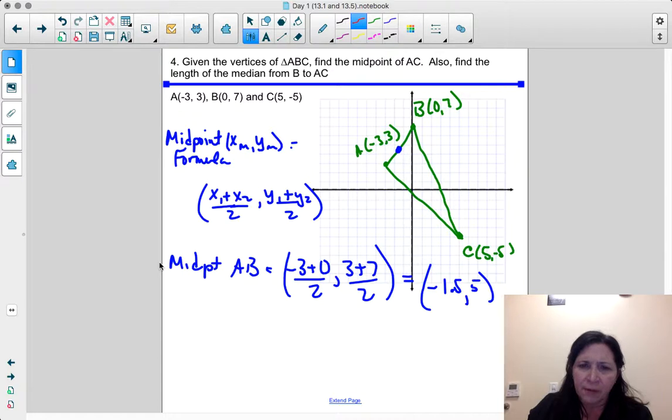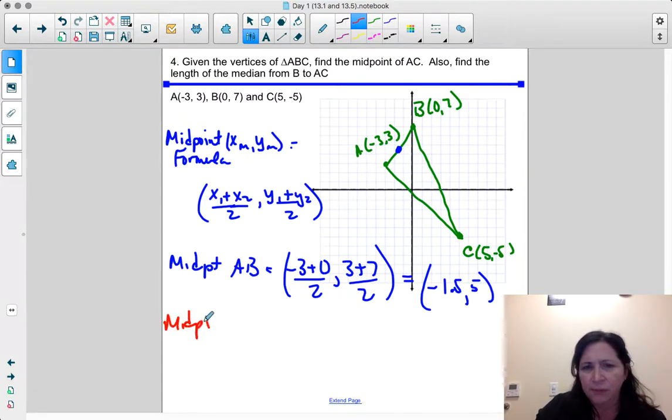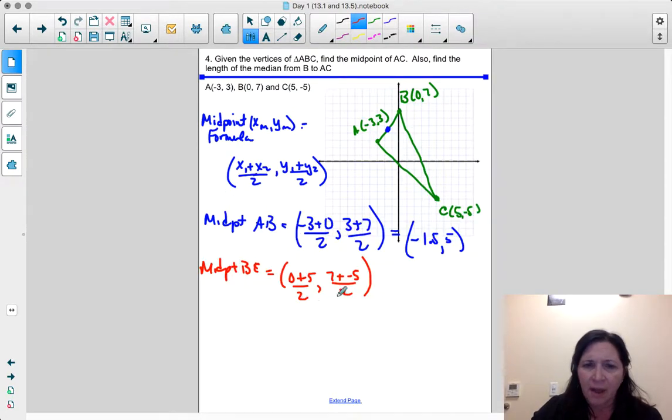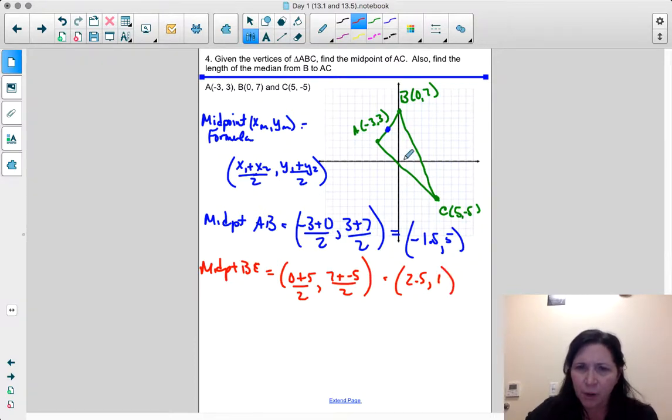The next one we're going to find is the midpoint for BC. So in order to find the midpoint for BC, we're going to go 0 plus 5, divide that by 2, comma, 7 plus negative 5, divide that by 2. And you're going to get 5 halves, which is going to be 2.5, comma, and then 7 minus 5 is 2. 2 divided by 2 is 1. So then we have the midpoint at 2.5, 1. So that's about right there.